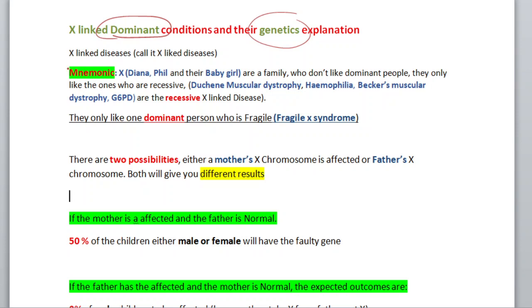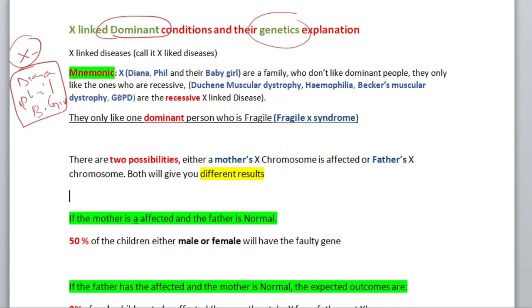Now I told you a mnemonic before. You should watch the previous video. So the mnemonic is this is a house. This is an X-linked family. The family name is X, and there live Diana and Phil and their baby girl. This family, Diana, Phil, and their baby girl, is a family who don't like dominant people. I mean, they like only recessive ones.